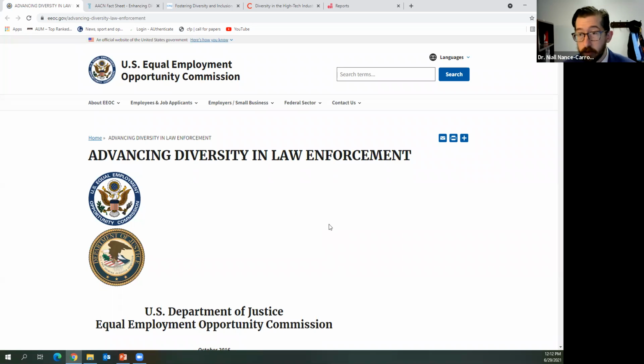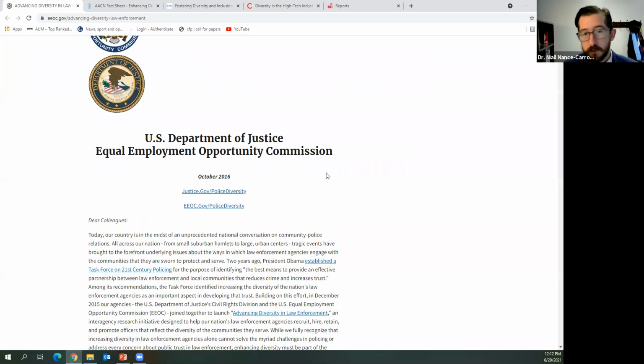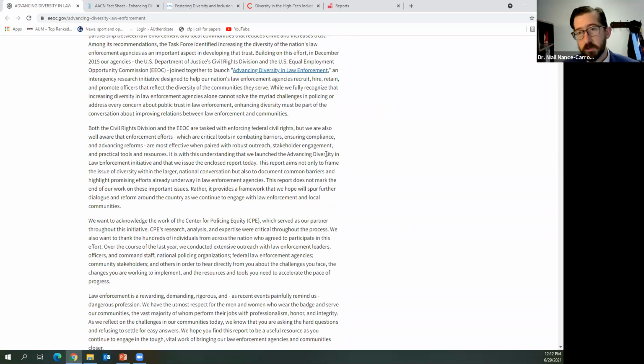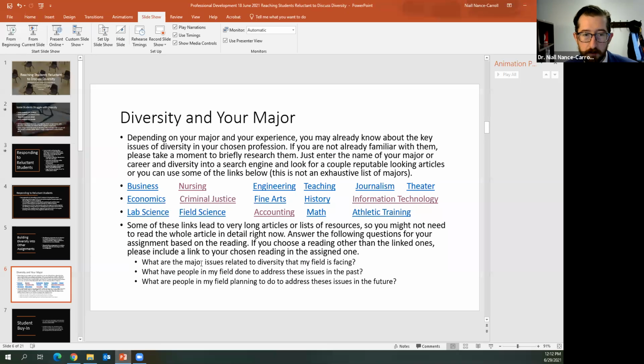So let me pull out of this and bring up a couple of those articles. For example, if they're a criminal justice major, this is what the link takes them to. It's an EEOC document from 2016, specifically about equal employment for the Justice Department. If you're seeing the scroll bar on the far right, you'll see that this is a very long document. My expectation is not that the students are going to make it through the entire document. That's mentioned on the assignment here.